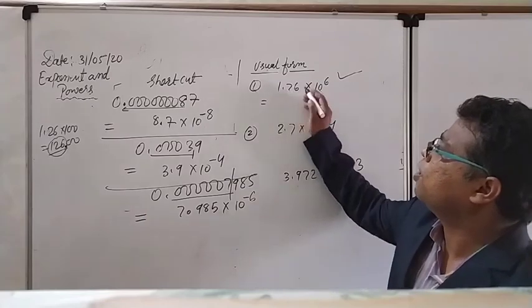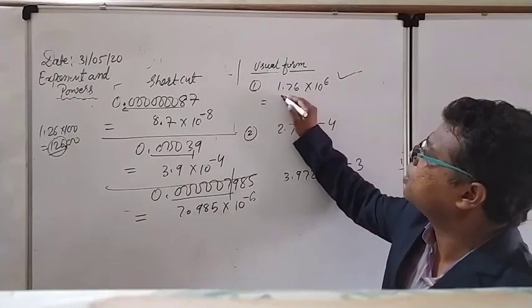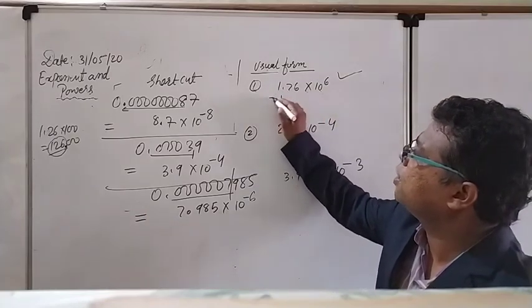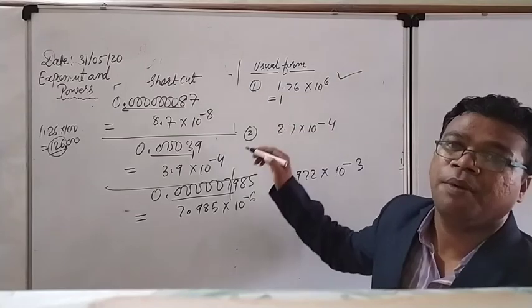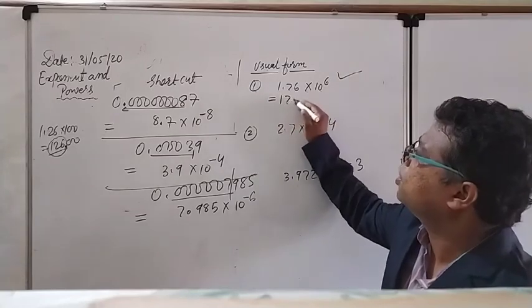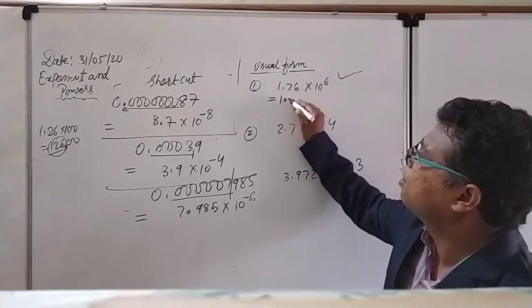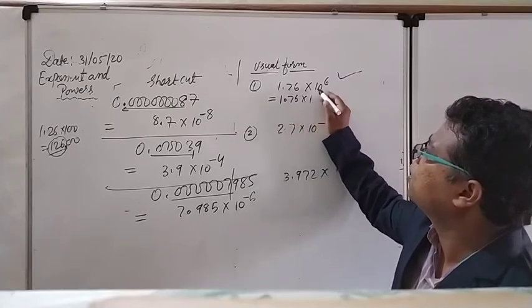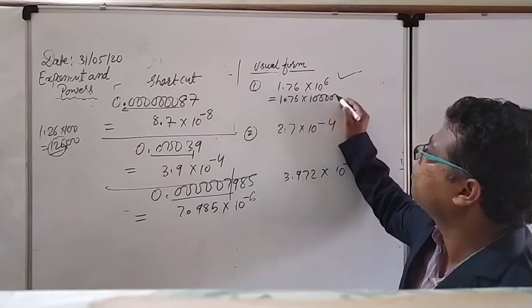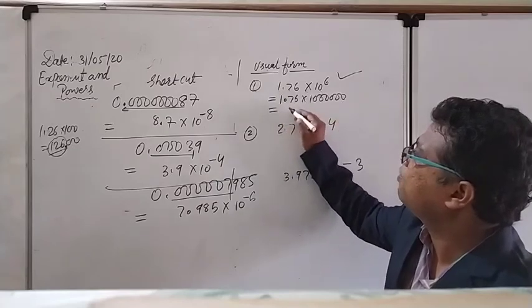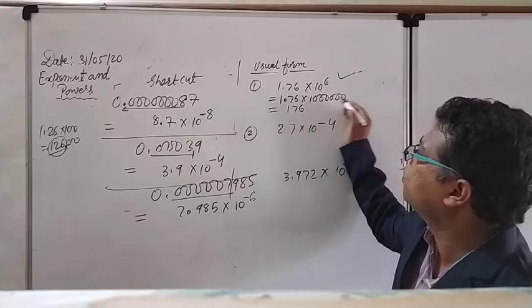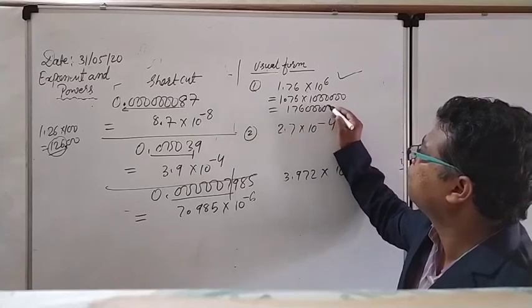See the thing. 1.76 into 10 to the power 6. So what will I write down? It is a very simple rule, the multiplication of decimals rule. So it is written 176, and 10 to the power 6 means 1, 2, 3, 4, 5, 6. You have studied it. How many zeros are there? 6. 3, 4, 5, 6.